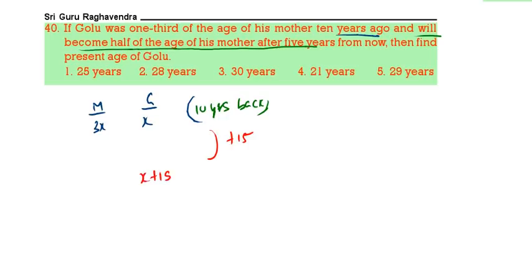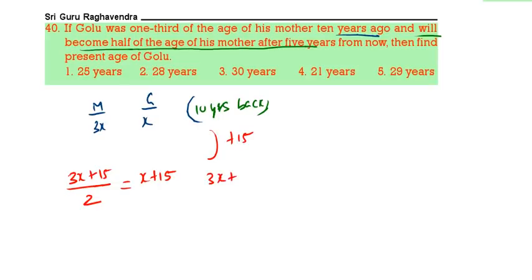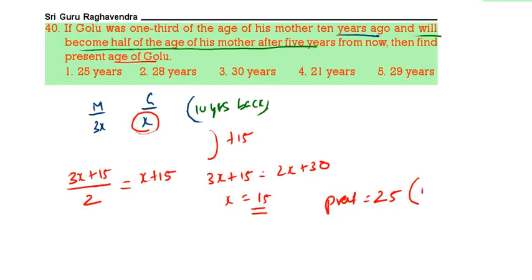After 15 years, Golu will be x plus 15, and the mother's age is 3x plus 15, and Golu's age is half of the mother's age. So 3x plus 15 is equal to 2x plus 30, and x value is 15. If x is 15, what is the present age of Golu? Ten years back it is 15, so now Golu is 15 plus 10, 25. This is the present age of Golu. 1 is the correct answer.